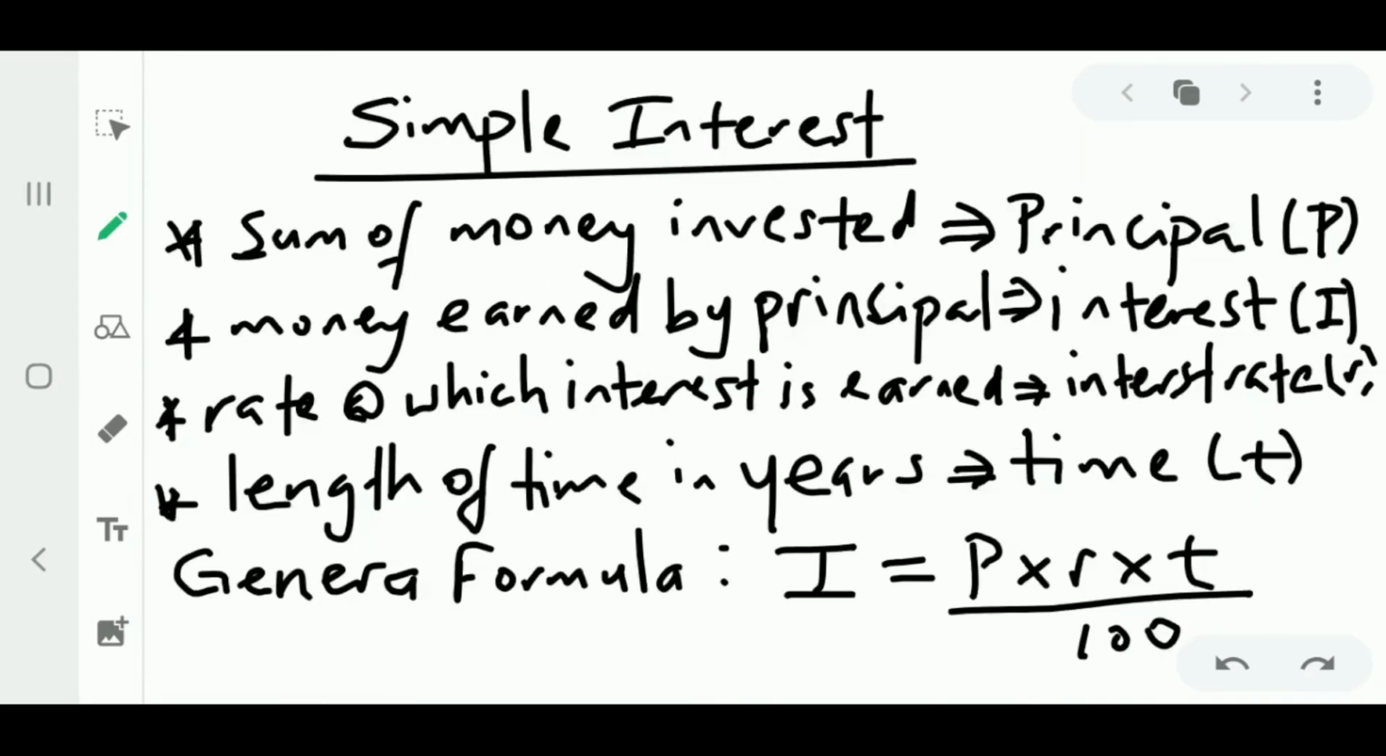We're going to do simple interest. So let's say you have an extra amount of money you want to invest in a bank or a government bond. This investment will earn money for you. So the sum of money you invest is called a principal, and we denote that as capital P. Money earned by the principal, we call that the interest, and that is capital I. The rate at which the interest is earned is called the interest rate, and that is a common R. The length of time, usually in years, is time, and we represent that by a common T. So the general formula for simple interest is I equal P times R times T over 100.